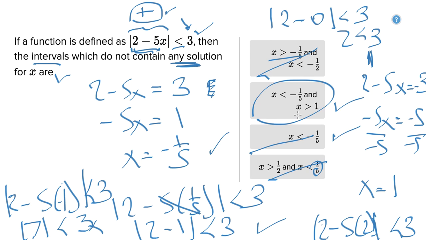Answer choice C does not include this part, that x cannot be greater than 1. And this is the case because the question asks which of the intervals, which value of x, does not contain any solution for x. So I hope that helped with this problem, and happy practicing.